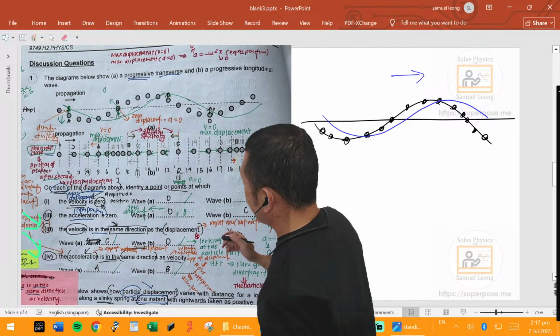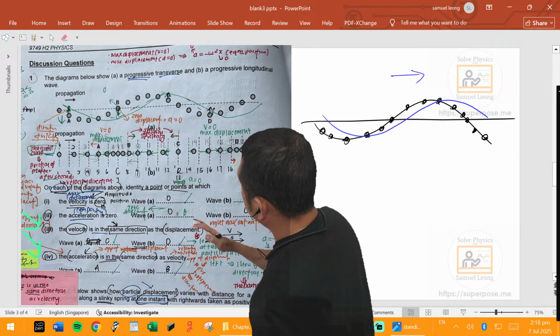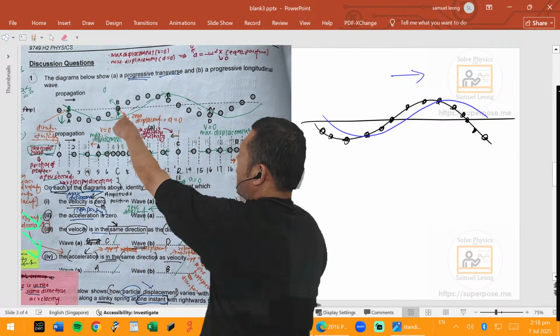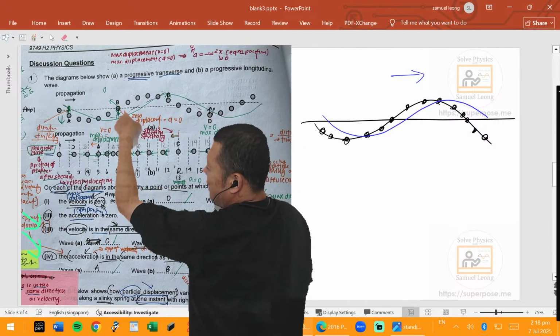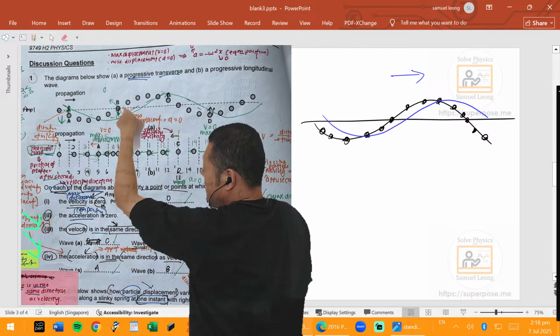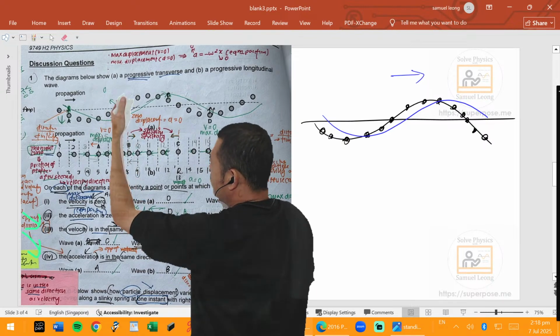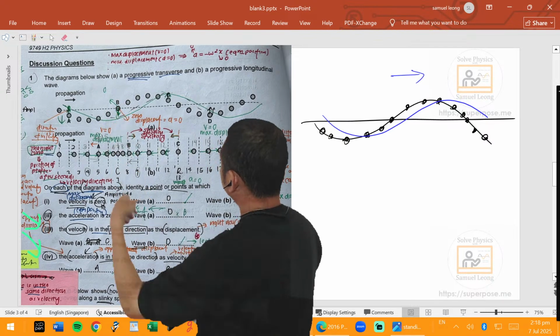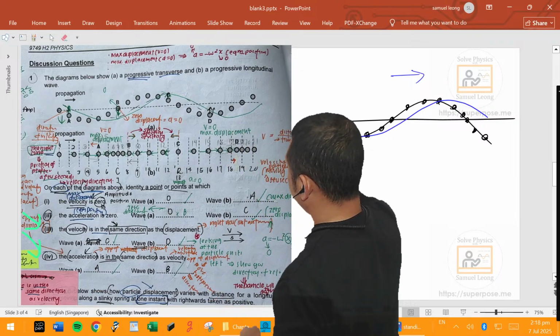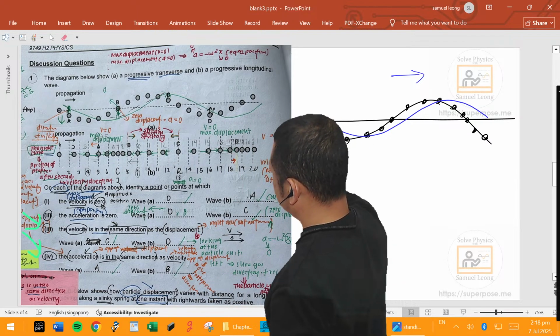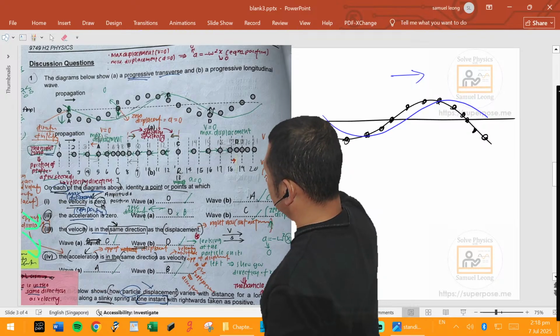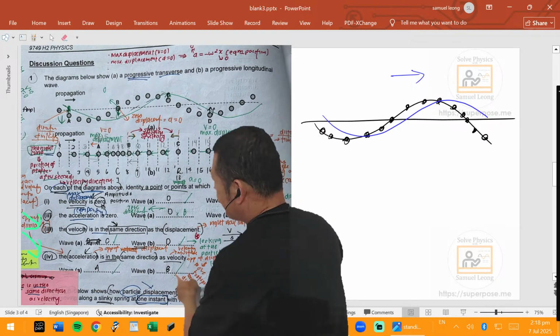So I think A, and I think B also. Now B happens to be crossing the equilibrium, right? Don't forget, B right now the displacement is 0. But technically speaking, it's not very fair, because actually B is supposed to have 0 acceleration also. So technically B is not the correct answer.